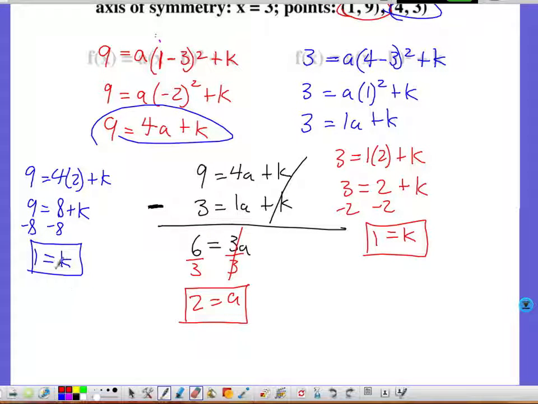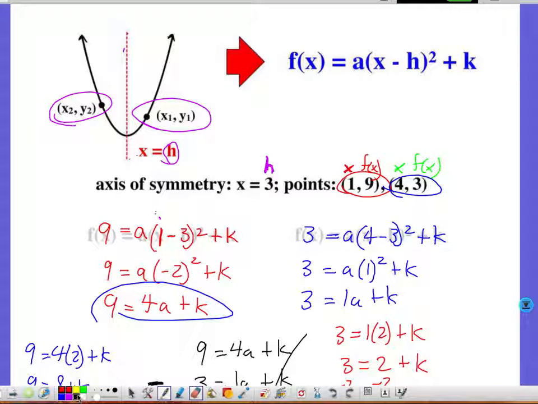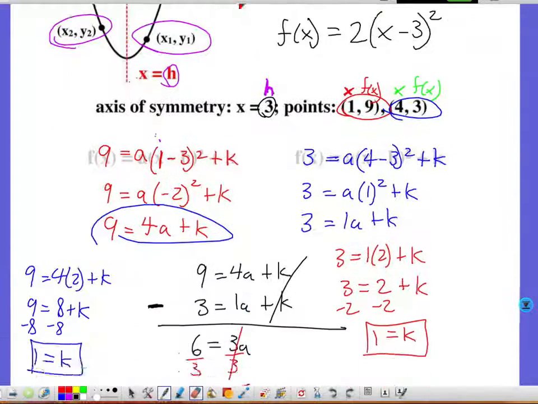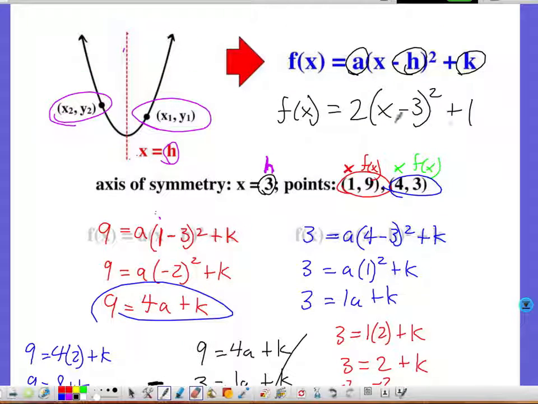Alright, now that I have that k is equal to 1 and a is equal to 2, I can now go ahead and write my final answer. And again, to write my final answer, all I want to do is plug in a, h, and k. And so my final answer is going to be f of x is equal to a, which is 2, times x minus h. Again, h is always going to be the opposite sign, which is, in this case, we have positive 3. The opposite is negative 3 squared. And then finally k, which we found to be 1. So we have plus 1. Here is my final answer.